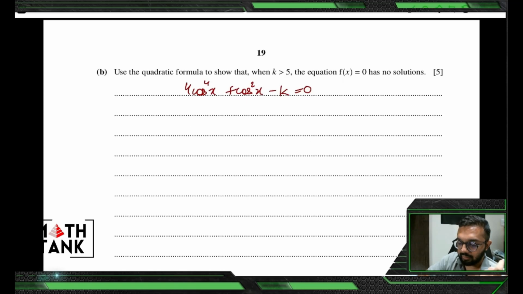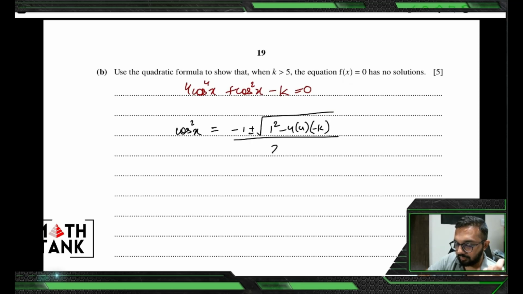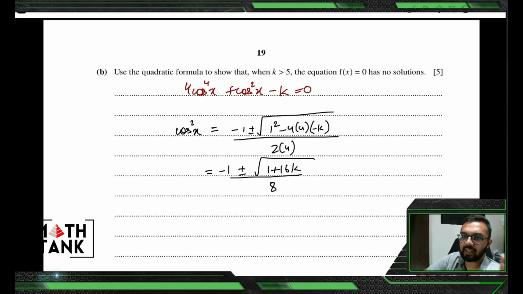I should use the quadratic formula and say that cos square x should be minus b plus minus root of b square minus 4ac over 2a. So I can get minus 1 plus minus root of 1 plus 16k over 8. Now I don't really have to simply say that b square minus 4ac is just less than 0. Yes, if it was less than 0, you would get no solutions. But there are other possibilities inside this as well.